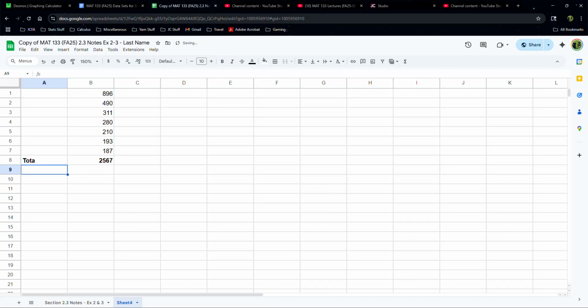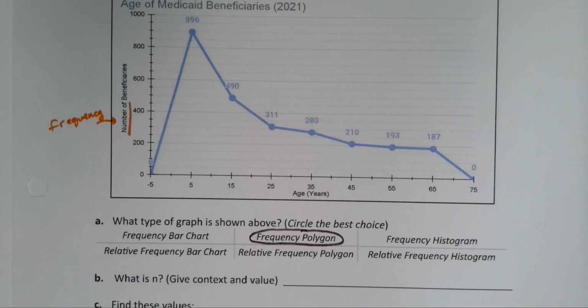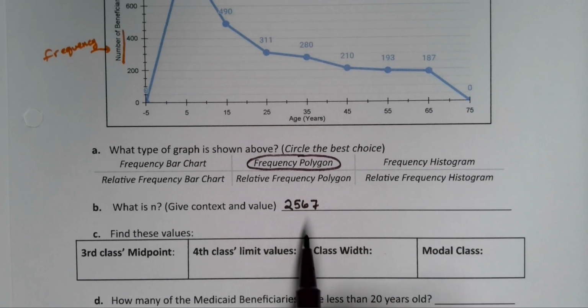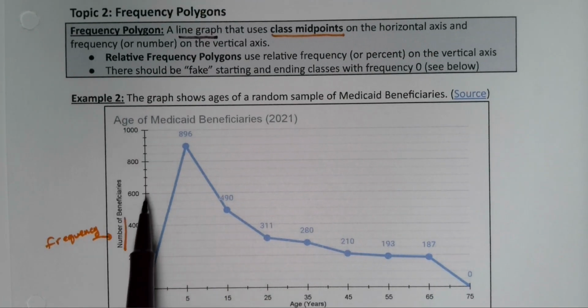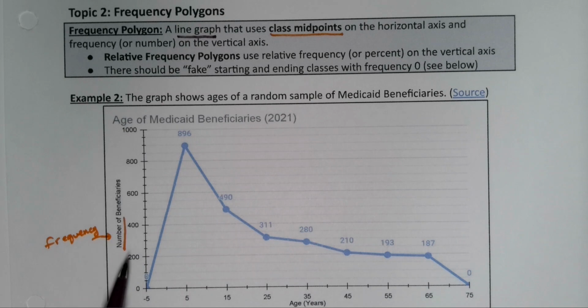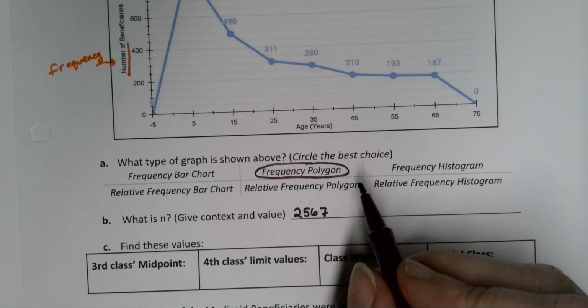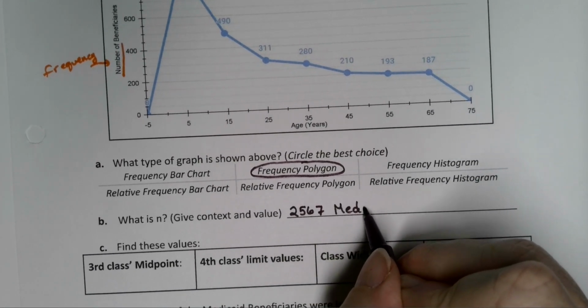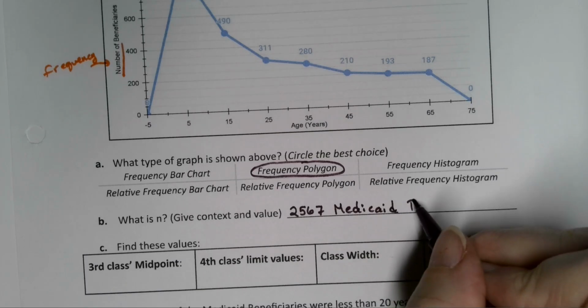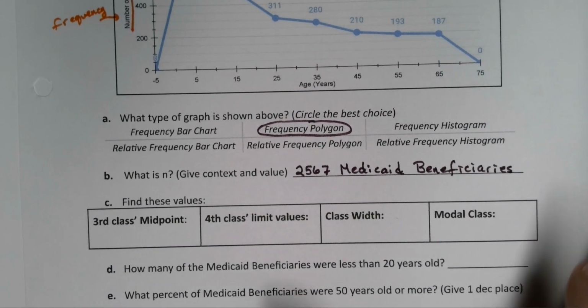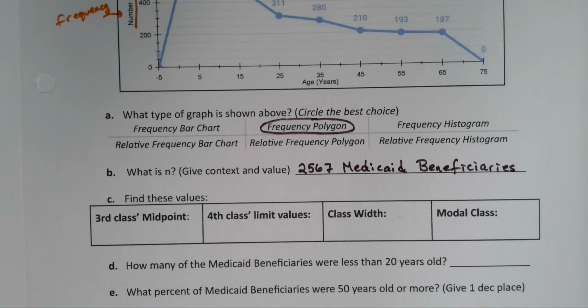So now that we know how to do this, we can use it for other problems as well. So we find it's 2,567. Right, there we go. That's the sum. So either with Desmos or with a spreadsheet program, we had 2,567. Now 2,567 what? This was the ages of Medicaid beneficiaries, and this is how many beneficiaries there are. So these are Medicaid beneficiaries. So 2,567 Medicaid beneficiaries. There we have it. It's a sample, right?